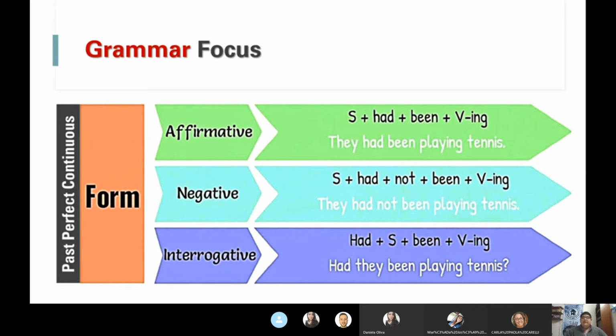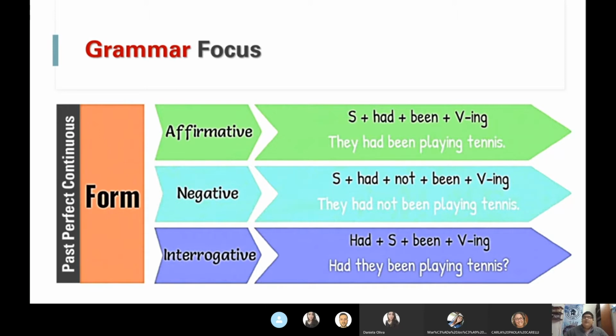They say that the past perfect continuous is the equivalent to the present perfect continuous. But remember that the present perfect continuous refers to an action that was in progress and has a result in the present, okay, in the present, because it took place before the present.